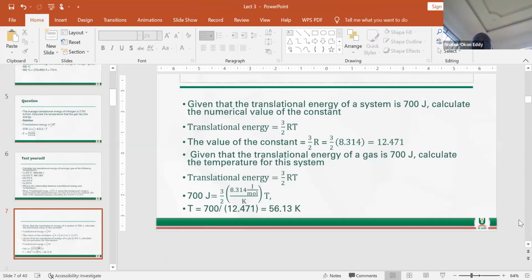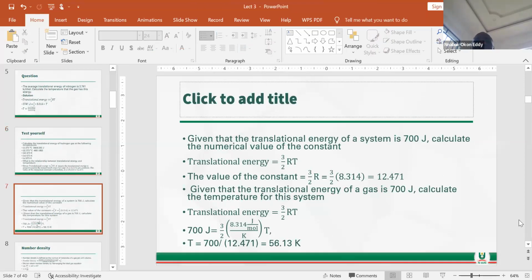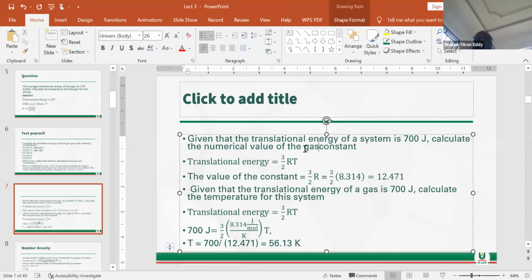But if you don't know, you can go back to the preliminary status. So given that the translational energy of a system is 700 joules, calculate the numerical value of the constant. Let's say of the gas constant. A constant is the one you can express in value. So that's a constant. We have already calculated that.